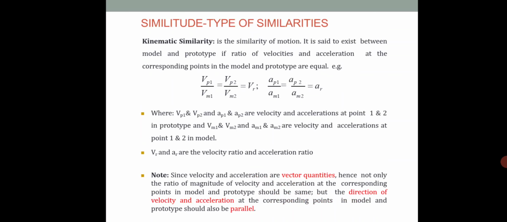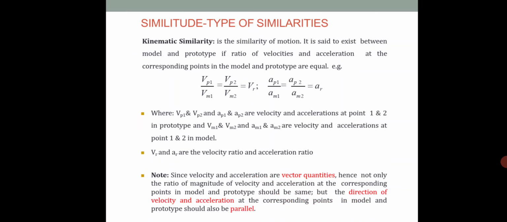The next one is kinematic similarity. What is this similarity? It is a similarity of motion. It is said to exist between the model and the prototype if the ratios of the velocities and accelerations at the corresponding points in the model and prototype are equal.